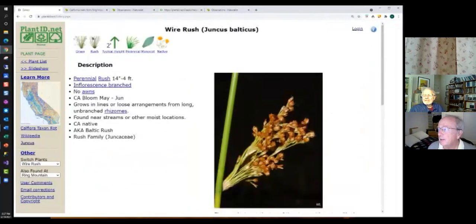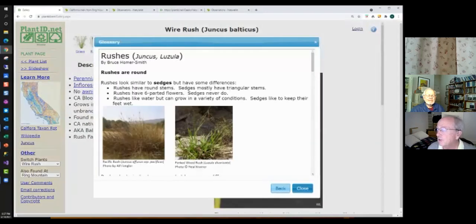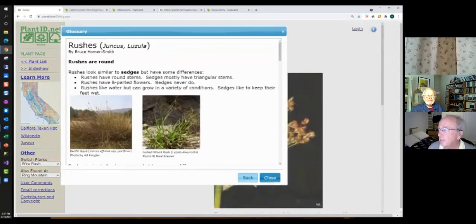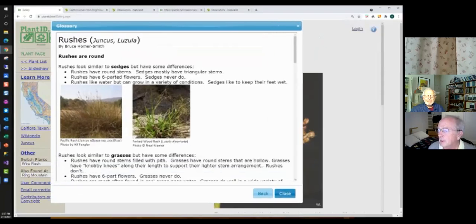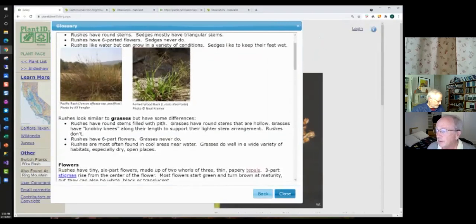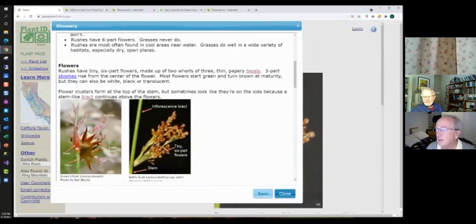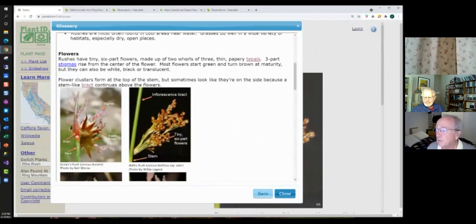Remember, we're starting here with a specific grass or rush. Now I'm going to go down to the general description of rushes. And of course, rushes are similar to sedges, but with some differences, and I list them. Rushes are similar to grasses, but with some differences. Here's that description of these beautiful flowers.